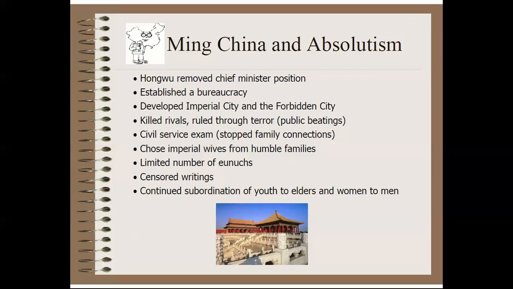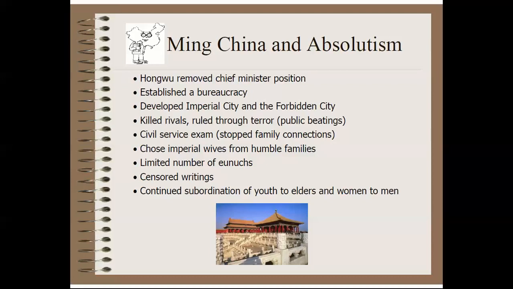The Ming Chinese dynasty are going to be absolute monarchies. The Hongwu emperor is going to remove the chief minister positions. They'll establish a bureaucracy. They'll develop the imperial city and the Forbidden City. Under Hongwu, he'll kill rivals through a rule of terror and public beatings. The civil service examination will be reintroduced along with foot binding.